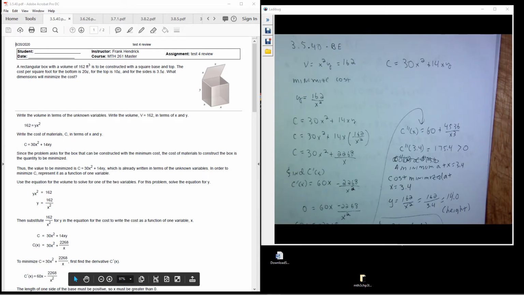Now, with this particular problem here, a rectangular box with a volume of 162 cubic feet is to be constructed with a square base and a top. The cost per square foot for the bottom is 20 cents, for the top is 10 cents, and for the sides is 3.5 cents. What dimensions will minimize the cost?